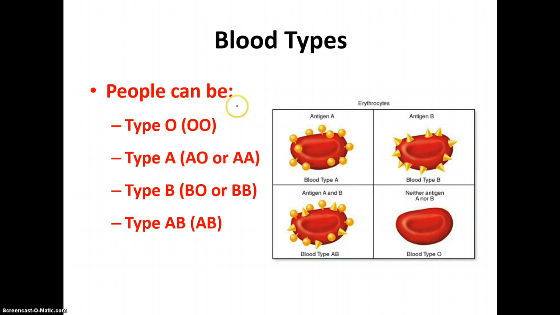It's okay. The genotype for O is the double O. Genotype for A could be AO or AA. Genotype for B could be BO or BB. And genotype for AB would be AB.